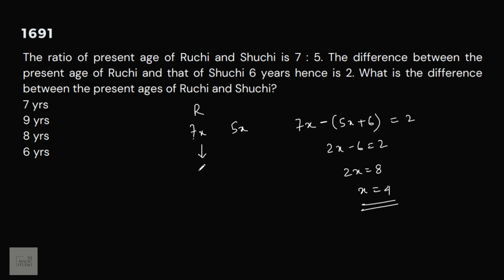Present age of Ruchi is 7 into 4, that is 28, and present age of Suchi is 5 into 4, that is 20. What is the difference between the present ages of Ruchi and Suchi? That is 8 years. That is option C.